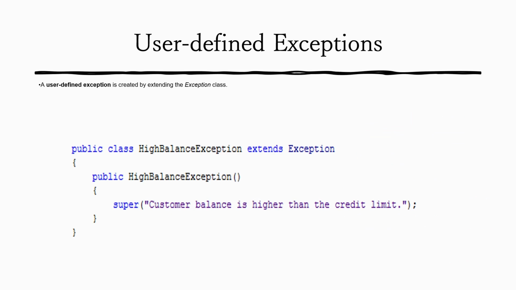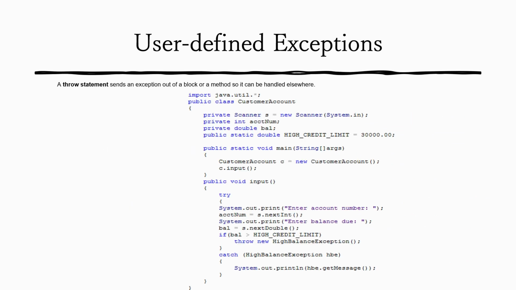A user-defined exception is created by extending the Exception class. A throw statement sends an exception out of a block or a method so it can be handled elsewhere.